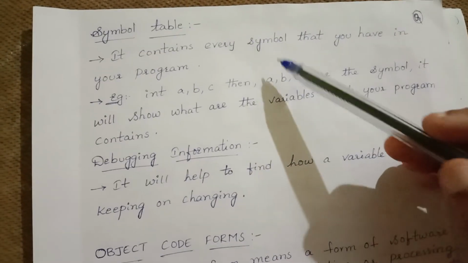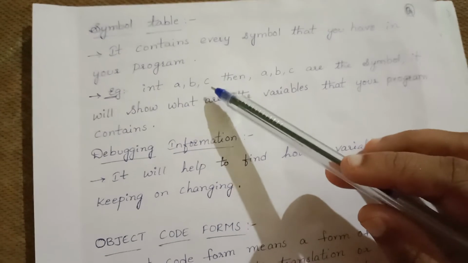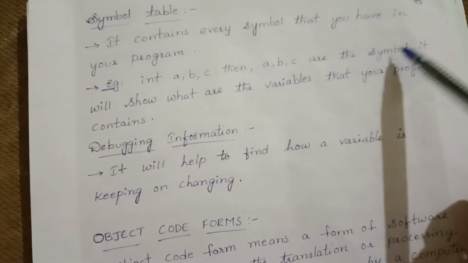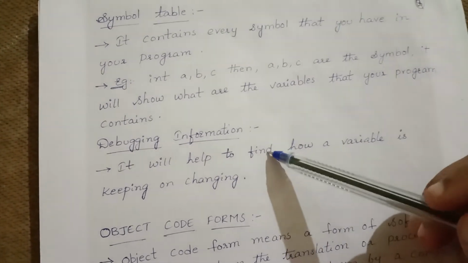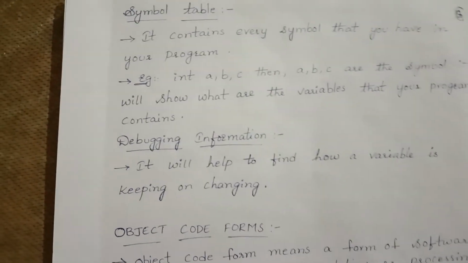So the symbol table contains every symbol that you have in your program. For example, int a, b, c, then a, b, c are the symbols. It will show what variables your program contains. And debugging information will help you find how a variable keeps on changing.